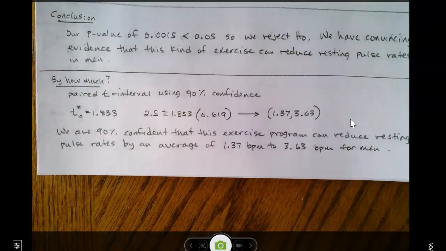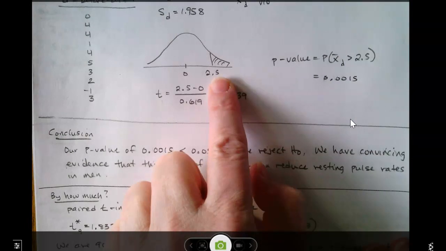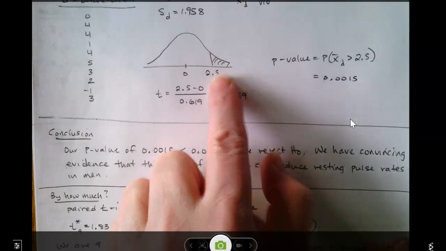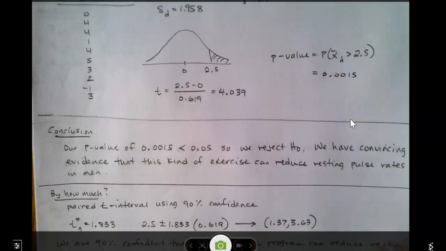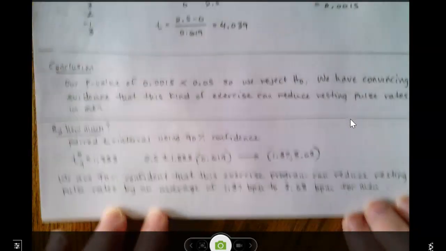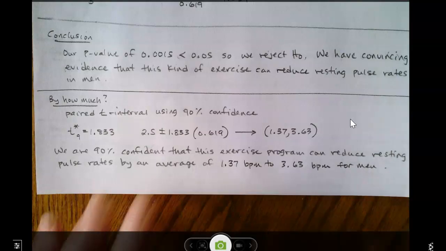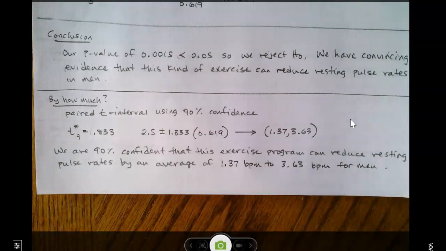So for our interval then, to answer that question by how much, we're going to do a paired t-interval. We're going to use 90% confidence because we had an alpha level of 5%, and we did an upper tail test. So we need to make sure we did only a one tail test. So we have to take off 5% for each tail since our alpha level was 5%. So we're going to go ahead and use 90% confidence level because that matches the alpha level for our test.